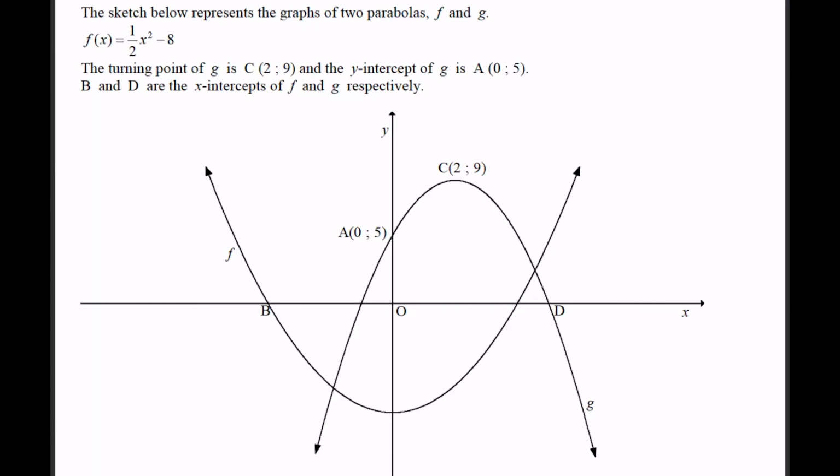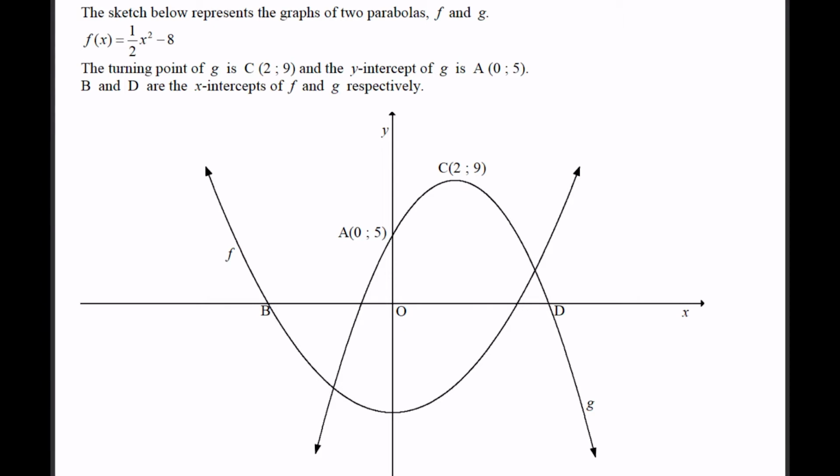The sketch below represents the graphs of two parabolas f and g. f of x is equal to a half x squared minus 8. The turning point of g is C (2, 9), and the y-intercept of g is A (0, 5). B and D are the x-intercepts of f and g respectively.